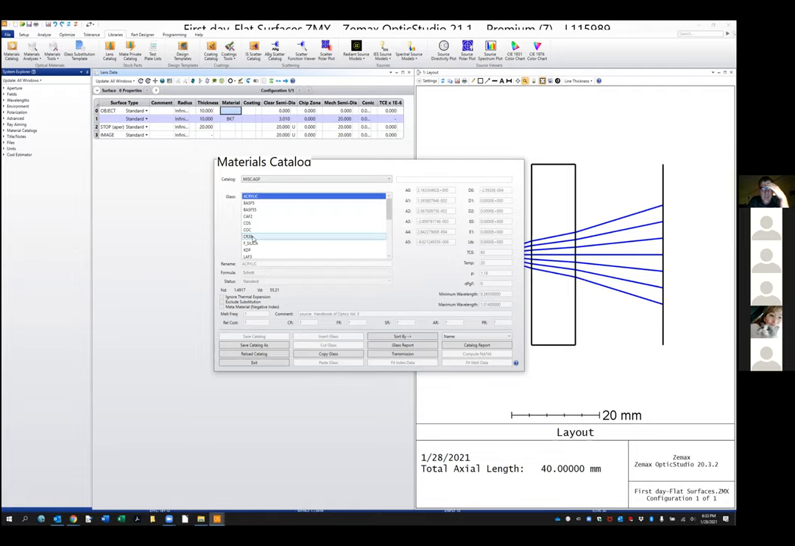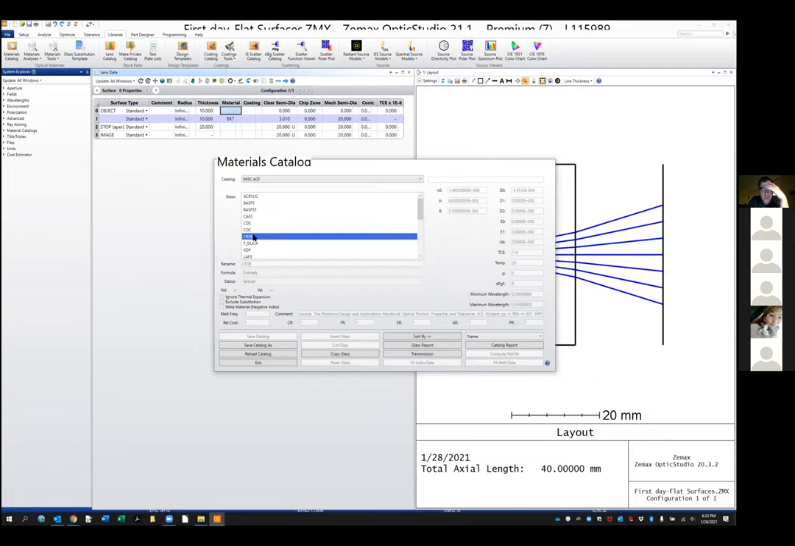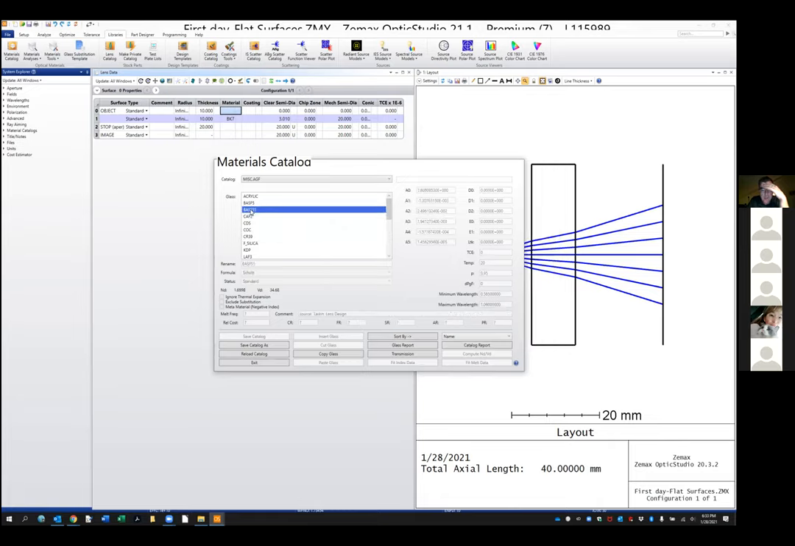CR39, I'm guessing that's chromium, but, oh, well, it gives a source. Optical plastics, okay. So whatever CR39 is, it's from an article on plastics. Source, Lichen lens design.